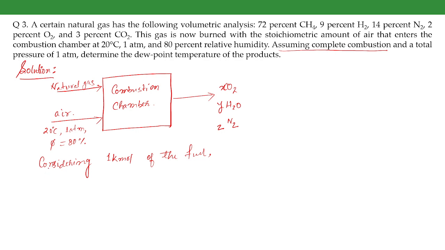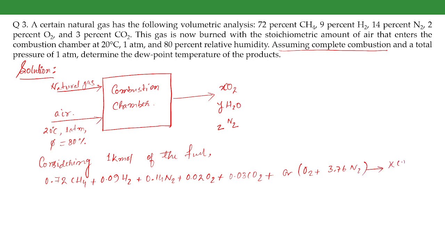We can write the fuel as 0.72, this is 72% methane, so 0.72 CH4 plus 0.09 hydrogen plus 0.14 nitrogen plus 0.02 oxygen plus 0.03 carbon dioxide, plus let the stoichiometric amount corresponding to this fuel be A, so A oxygen plus 3.76 nitrogen, and complete combustion will give X carbon dioxide plus Y water plus Z nitrogen.